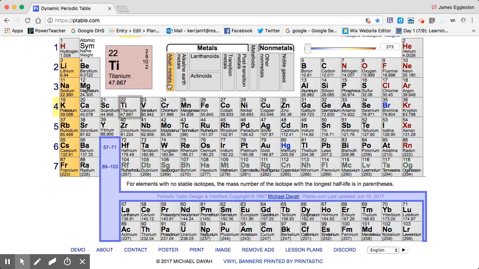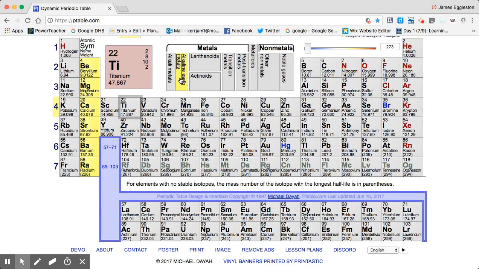Then right next door to the alkali metals are the alkaline earth metals. They're very similar in that they will also become cations. Instead of having one electron in its outer shell, they have 2 electrons in the outer shell and are very willing to give away those 2 electrons to become cations.